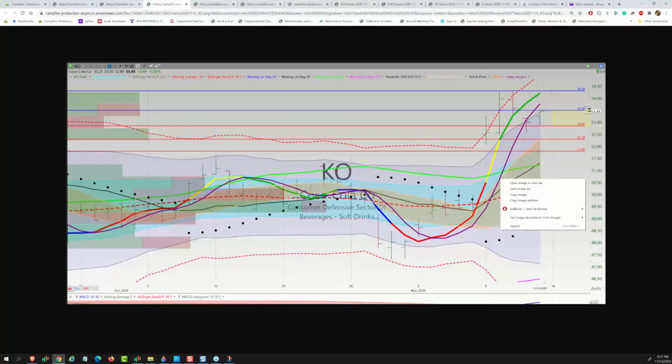Coca-Cola is basically going to be the same logic. I think I would wait for 52.30 rather than 52.85 to be short, and then I'd play for my short as the width of the dragon back to the Bollinger Band mean. So that's the same picture.